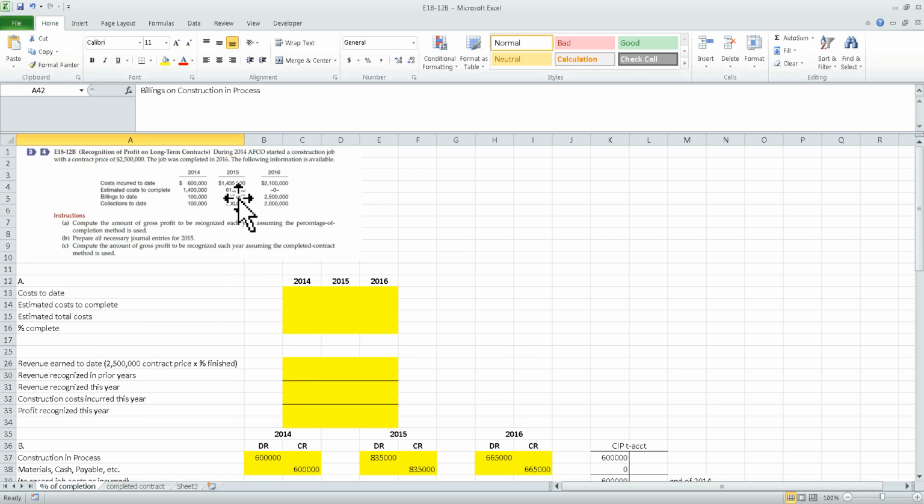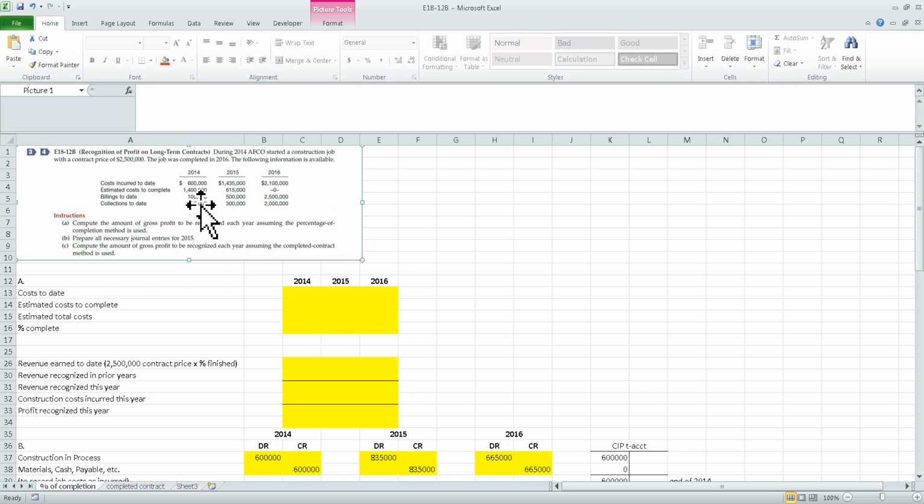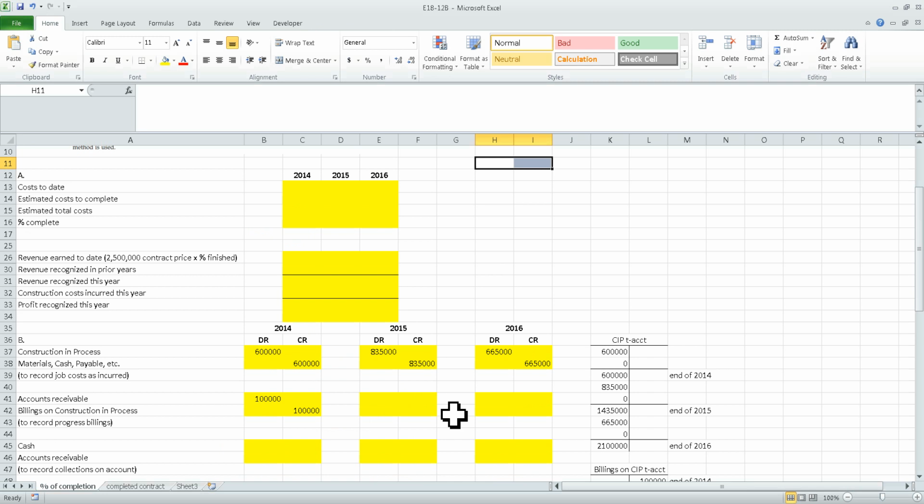At the end of 2015, our billings to date were $500,000. At the end of last year, our billings to date was $100,000. So during 2015, we must have billed $500,000 minus $100,000, or $400,000, to our customers. So debit accounts receivable $400,000, credit billings on construction in process $400,000.